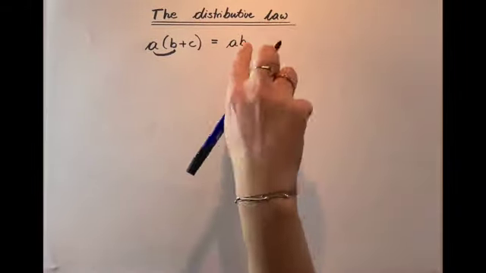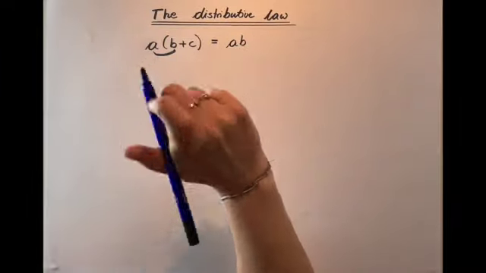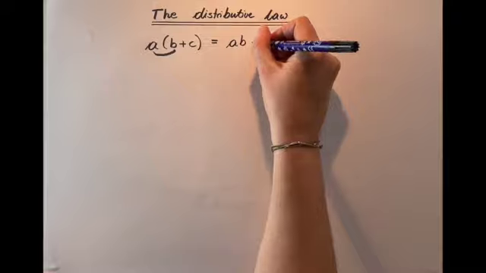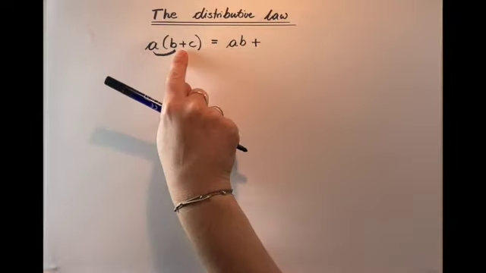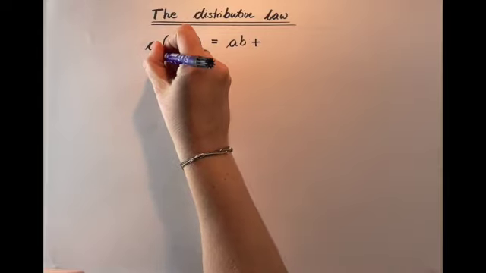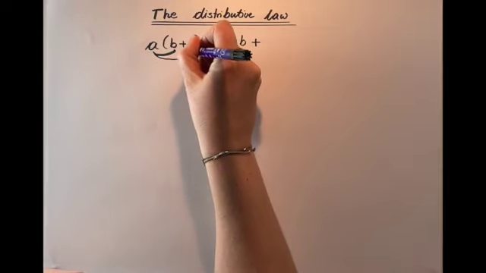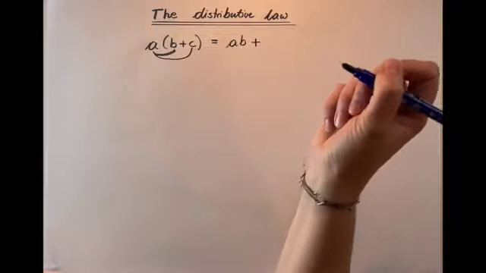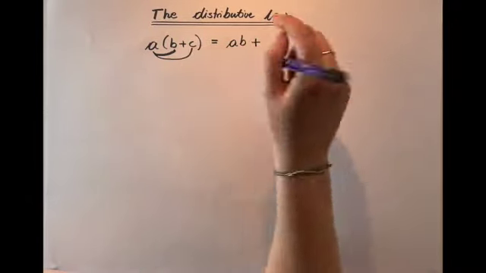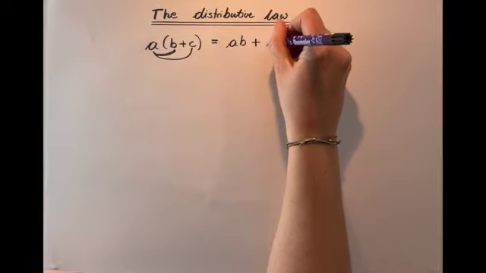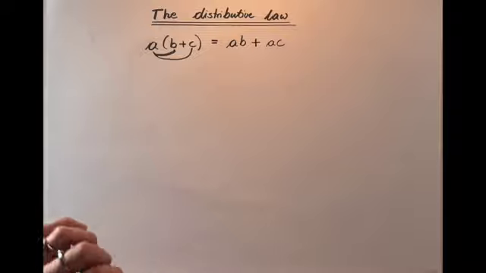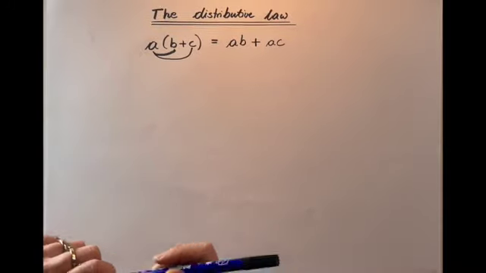AB, which means A times B. Then we need to put that operation sign that we have within our bracket, which is a plus here. And we need to multiply A by our second term in the bracket, which gives A times C. And now we are going to use that law to work out a few examples.